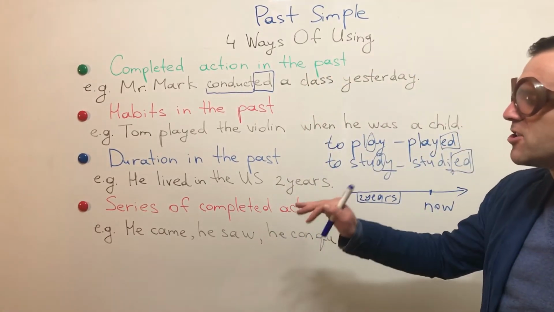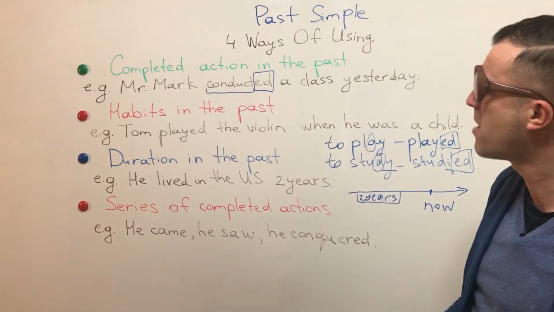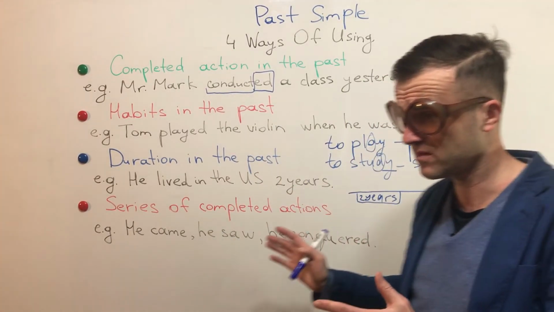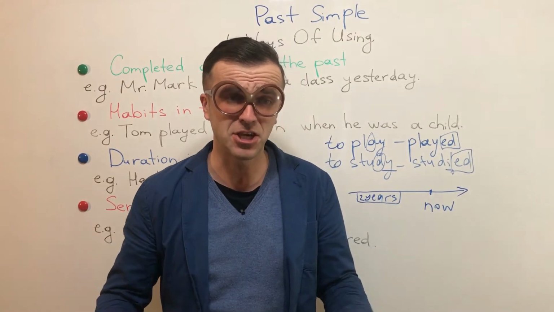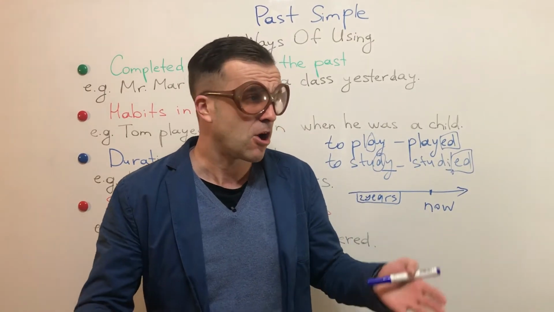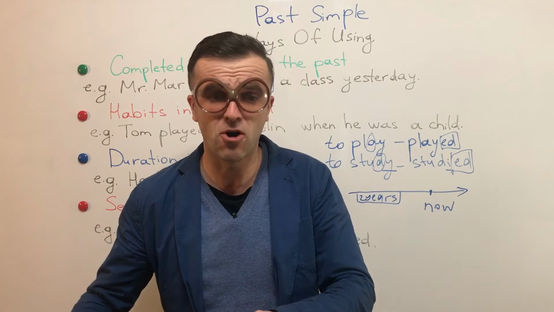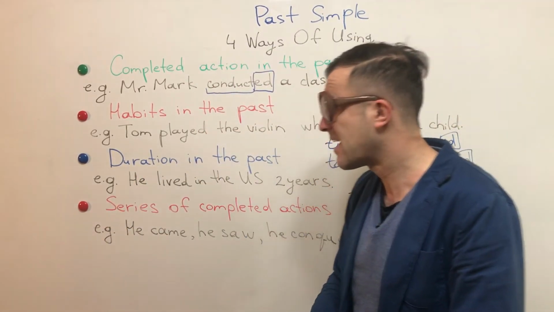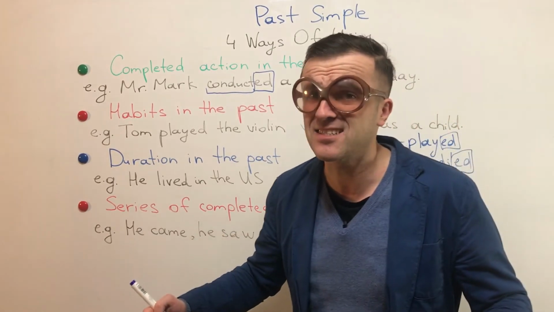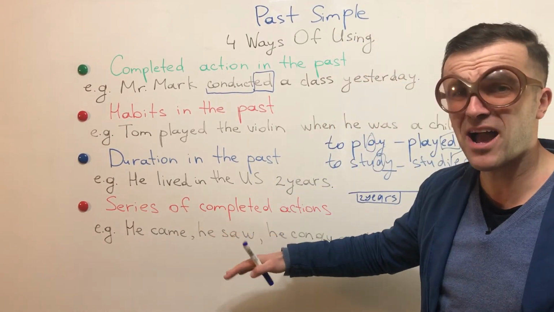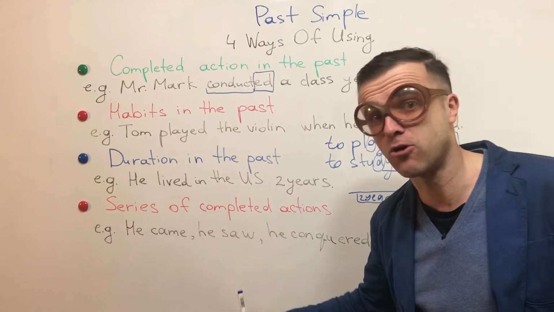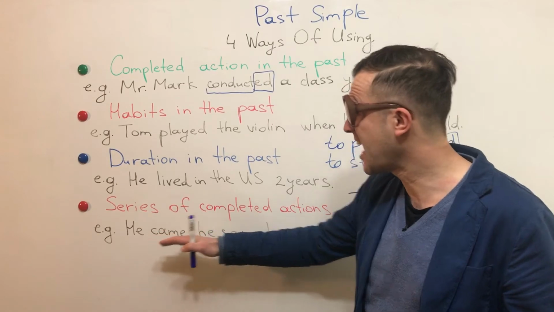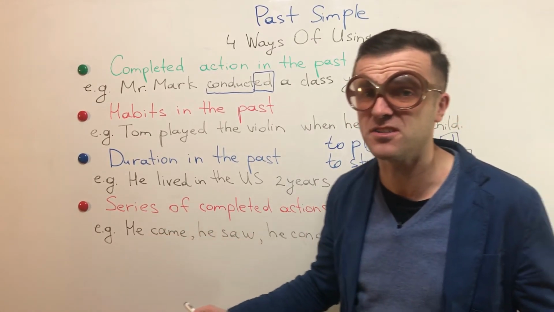Okay, so let's move on to the final way of using the past simple. It's a series of completed actions. So, for example, you came home, you opened the door with your key and you locked the door. Or, let's say, I really like this quote by Julius Caesar, if you know such an emperor: he came, he saw, and he conquered.